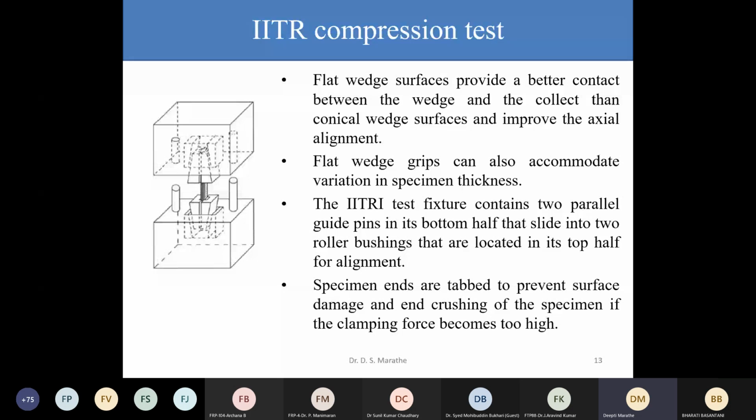So now what does the basic test sample and the fixture consist of? It consists of wedge shaped grips. You can see that these are wedge shaped grips.